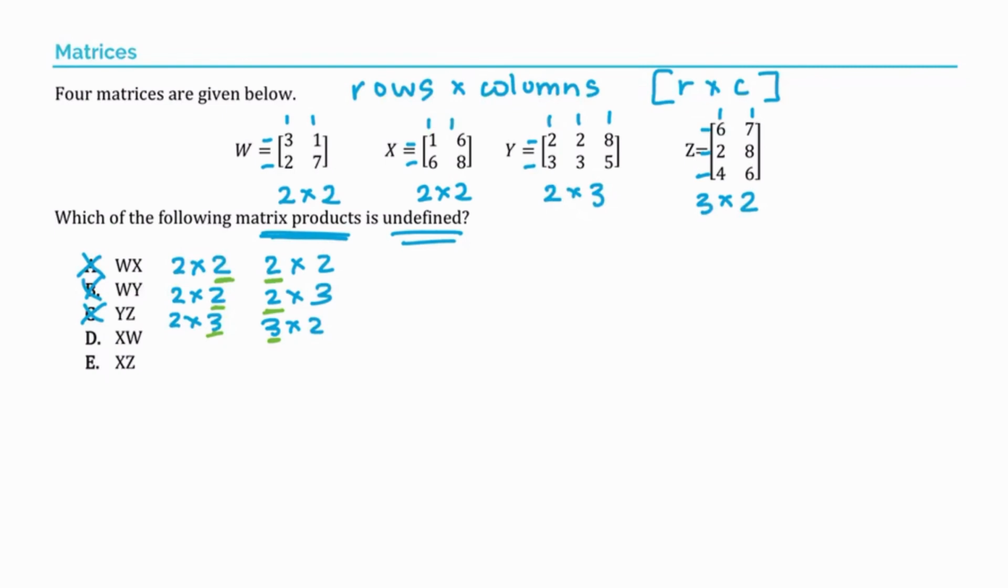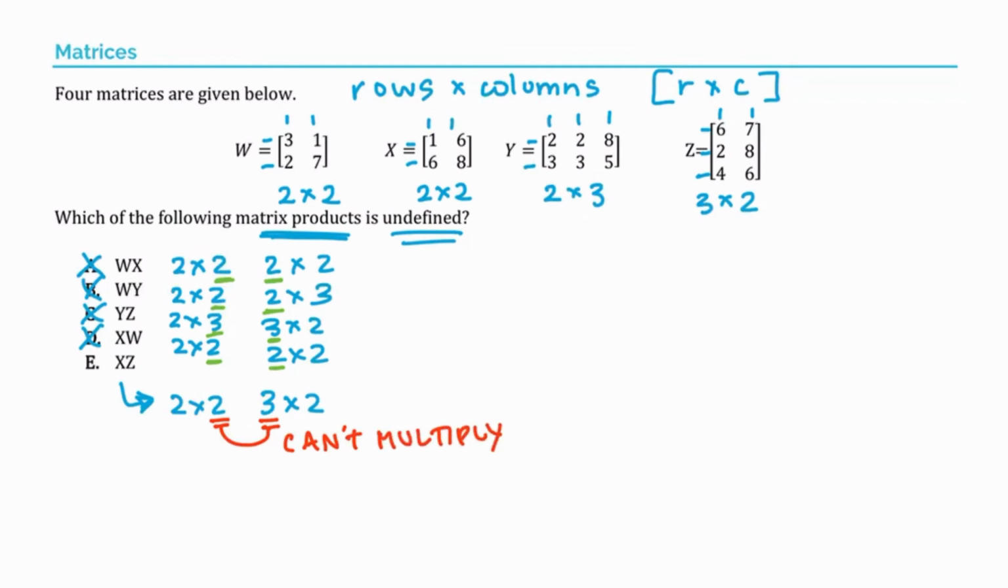What about X times W? So X was a 2 by 2. W is also a 2 by 2. Guess what? Those inside numbers match. They're both 2's, which means that I can multiply, so D is out. Looks like E is going to be our answer. So matrix X is a 2 by 2. Matrix Z, aha, is a 3 by 2. There we finally have our mismatch. The 2 and the 3 don't match, so you can't multiply those matrices.